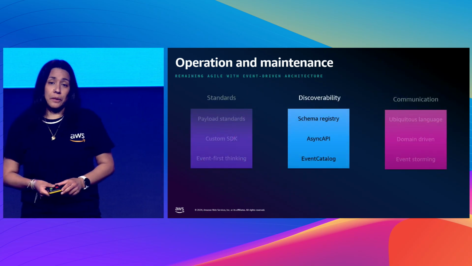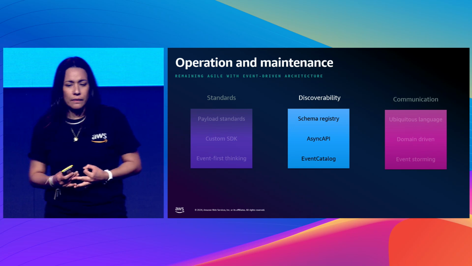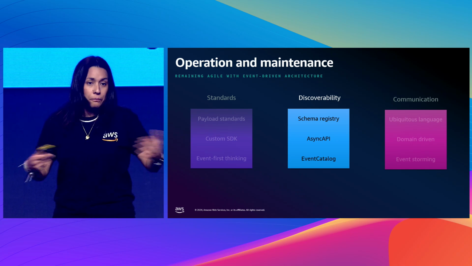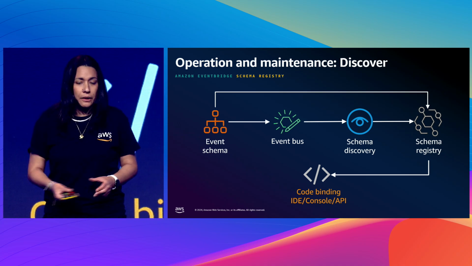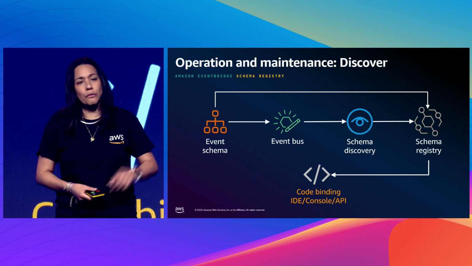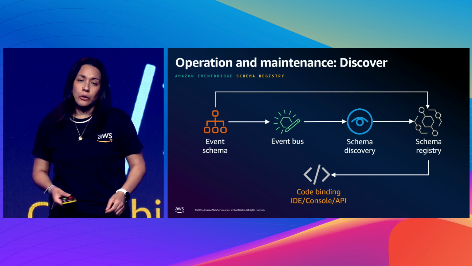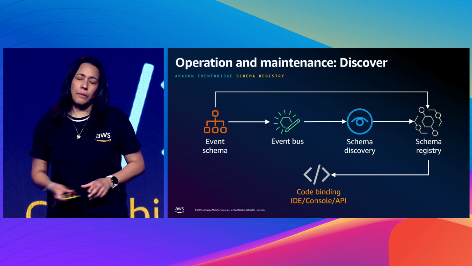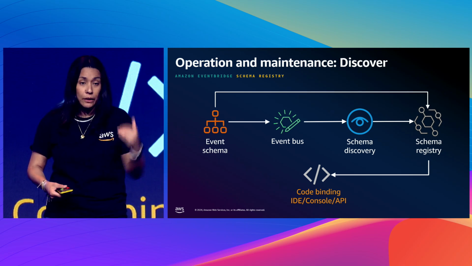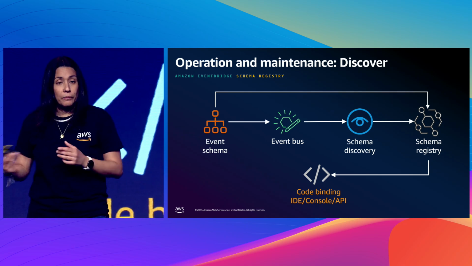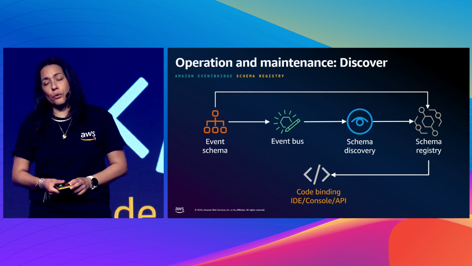The next aspect is discoverability. Where are the events? What events are flowing around? Can I reuse those events? And the documentation, because that helps us also discover. And EventBridge, of course, has this pretty nice feature, which is called schema discovery. This is something you can enable in your buses. And as events flow through, it will go ahead and document the schemas of your events in the schema registry. It will actually create versions in the schema registry as your payload or your schema changes automatically.